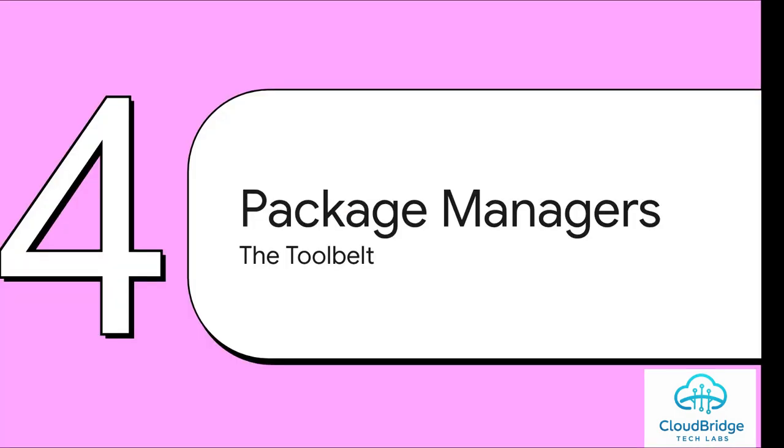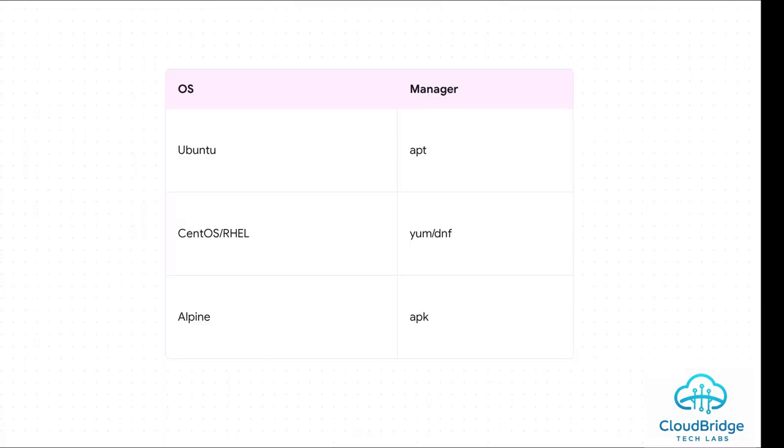Section 4. Package managers, the tool belt. Let's move on to package managers, because you need to see how this builds our core tool belt. These are what we use to install software securely, but they actually change depending on your specific Linux distribution. If you're running Ubuntu, your package manager is apt. On CentOS or RHEL, you'll be using yum or dnf. And if you're working with those really lightweight containers using Alpine Linux, you're going to use apk. You're absolutely going to encounter all of these here at CloudBridge, so make sure you memorize this mapping.